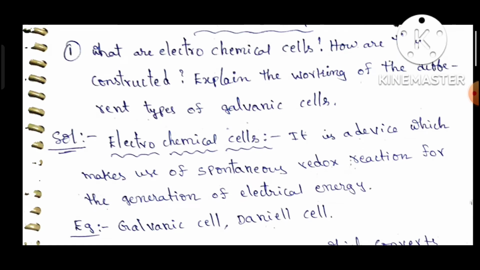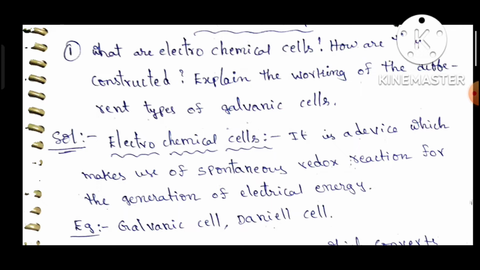What do you mean by electrochemical cells? It is a device which converts chemical reaction into electrical energy. During a spontaneous redox reaction, it produces electrical energy. That type of cell is called an electrochemical cell.